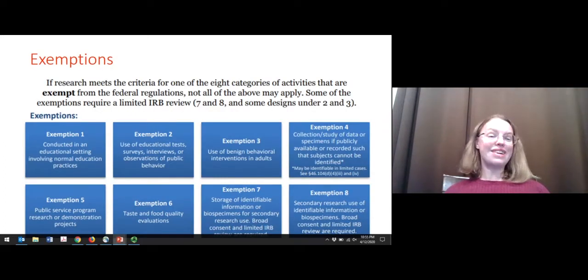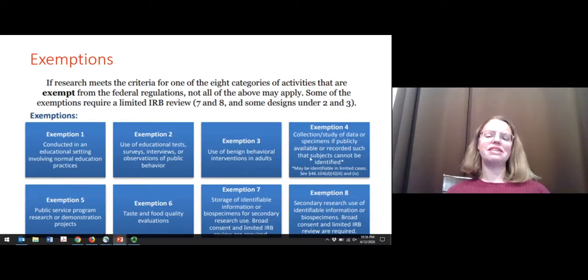Now, there are a few exemptions to this, and so there are 8 categories of exemptions shown here. I'm not going to go through all of them. Normal educational practices are exempt, but the one that we often see in chemistry is this E4, exemption 4. And that is the collection or study of data or specimens if publicly available or recorded such that they can't be identified.